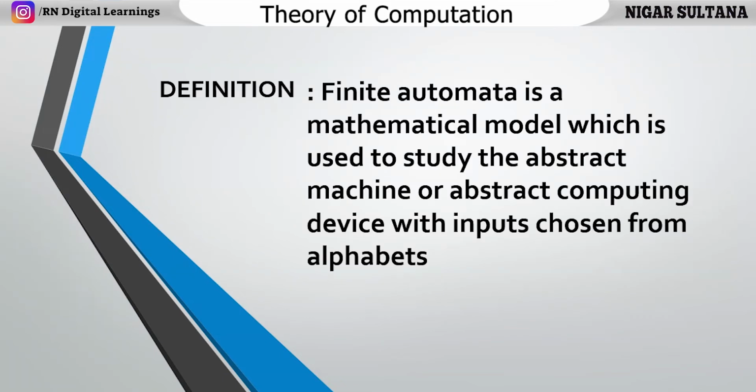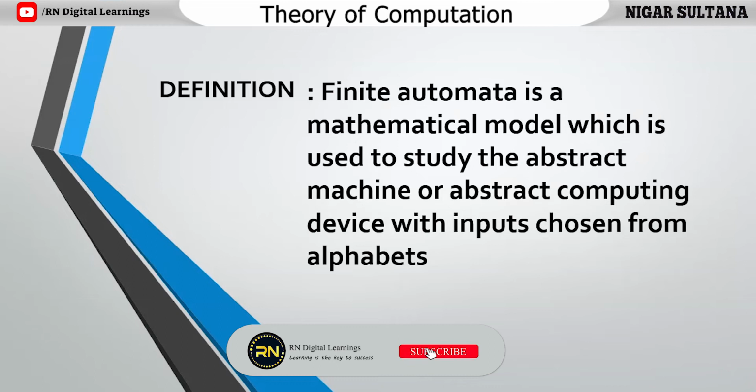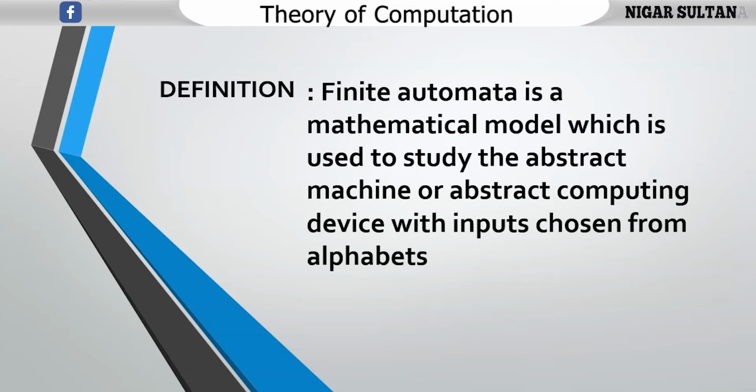Finite automata is a mathematical model which is used to study the abstract machine or the abstract computing device with inputs chosen from an alphabet. Already I have told you that finite automata is a mathematical model. It's a machine which is used to recognize patterns, like DFA, NFA. Here, inputs can be A, B or any symbol chosen from a set of symbols. So this is your sigma. We need to pass a string into this finite automata. Through this string, it can be accepted or it can be rejected. So these are the two cases.